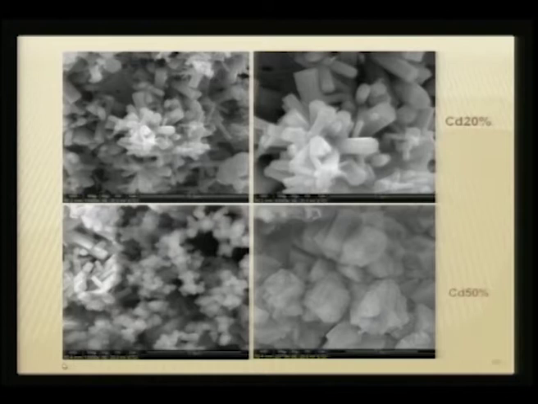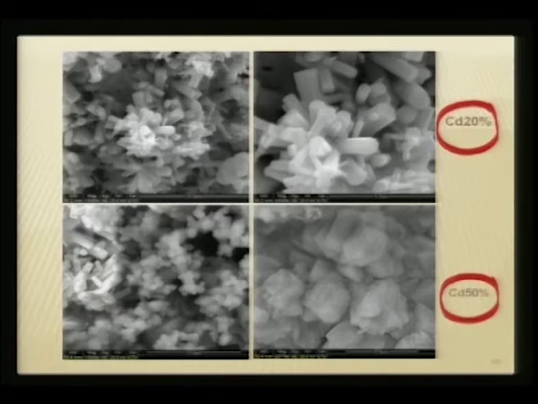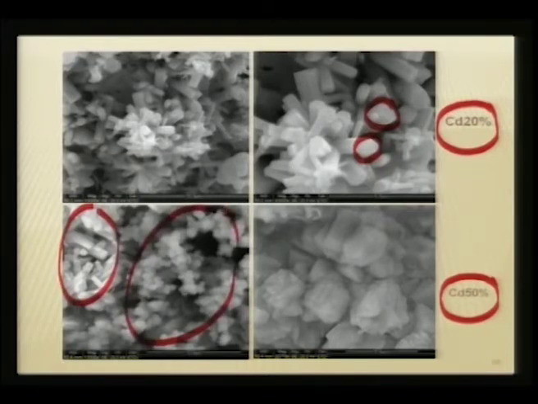Now, if you look at the SEM features of the 20% cadmium doped and 50% cadmium doped compounds, you can clearly see the effect of cadmium doping. When you go to 20%, you see a minimal effect, and all these are hexagonal rods of zinc oxide propping up. But when you go to 50%, you see this rod-like feature is somewhere here, and you see this sort of feature predominating.